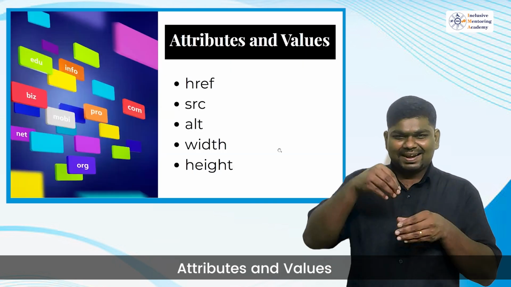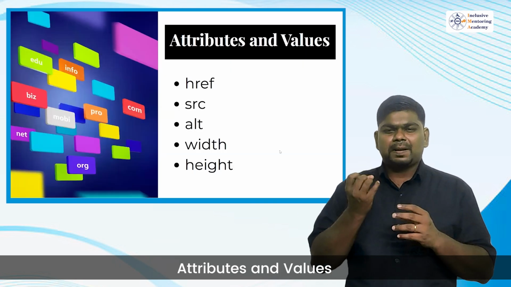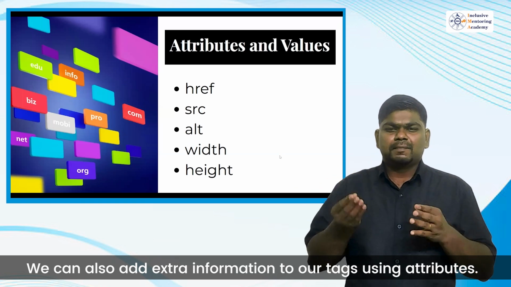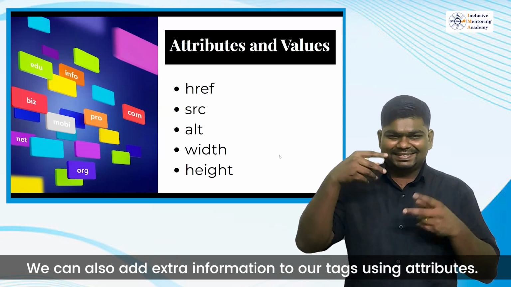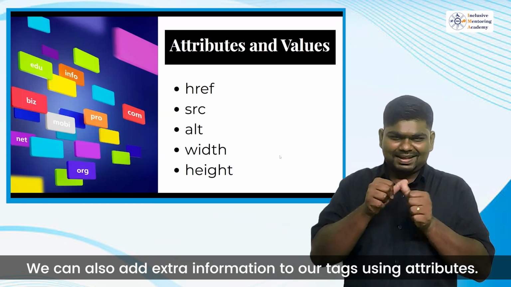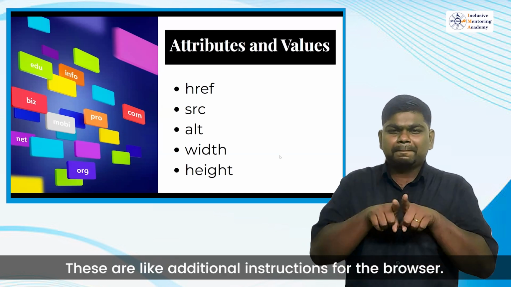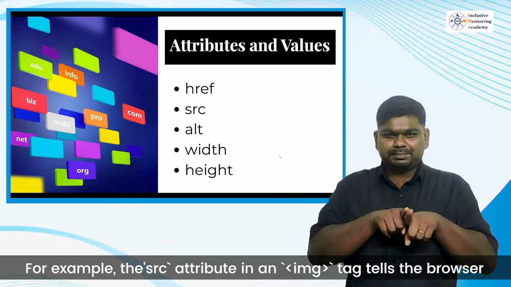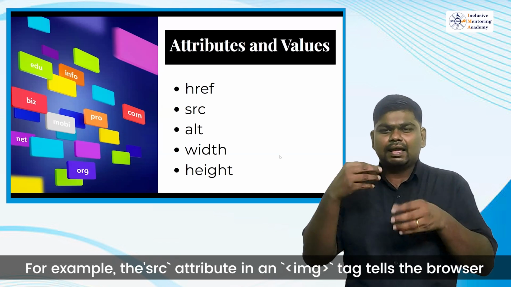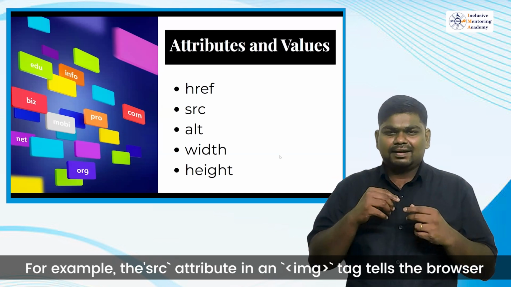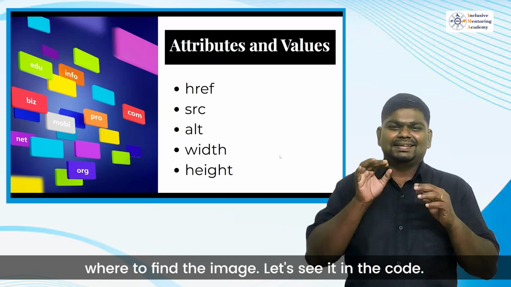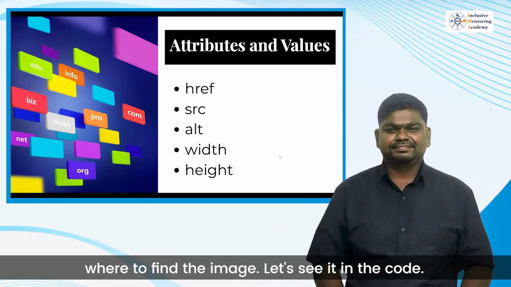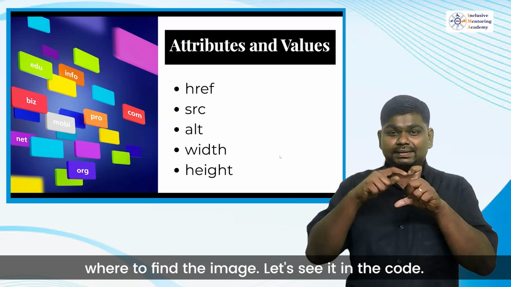Attributes and values. We can also add extra information to our tags using attributes. These are like additional instructions for the browser. For example, the source attribute in an image tag tells the browser where to find the image. Let's see it in the code.